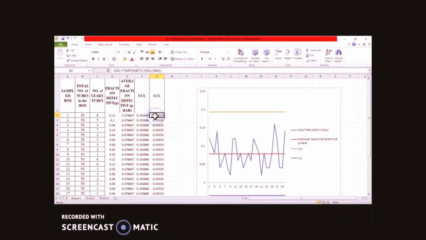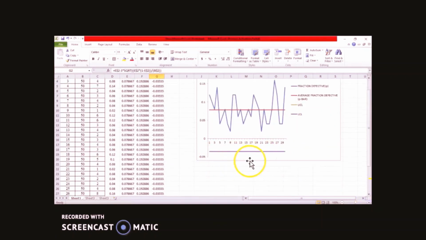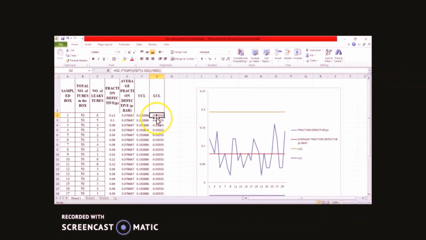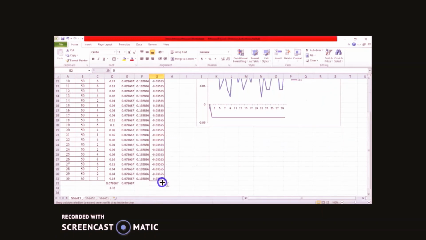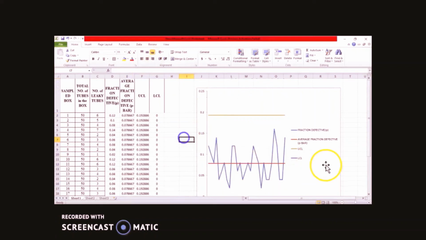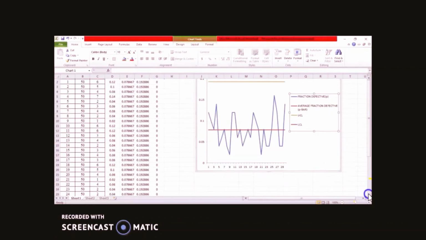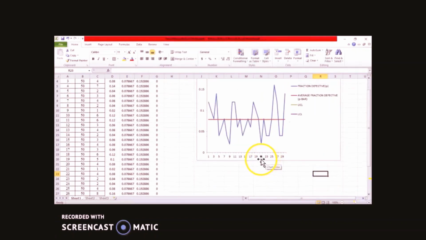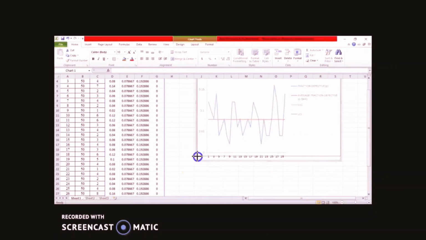Now here the lower control limit values are negative, and you can see they are represented here. So it's a rule, if we have a negative value we replace it by 0. So we'll replace the value of your lower control limit, because it's already negative, by 0. Right, now you can see how your chart is looking. I'll just reset the chart a bit.